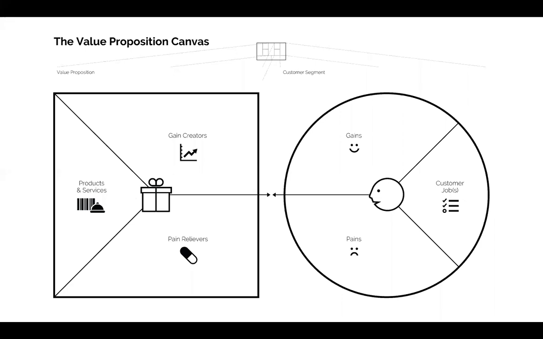So here, there are the product and services, what the customer actually sees. Does everything come in a box, or do they buy the basic one and add on? How does your product relieve the pains as well as create gains for the customer?